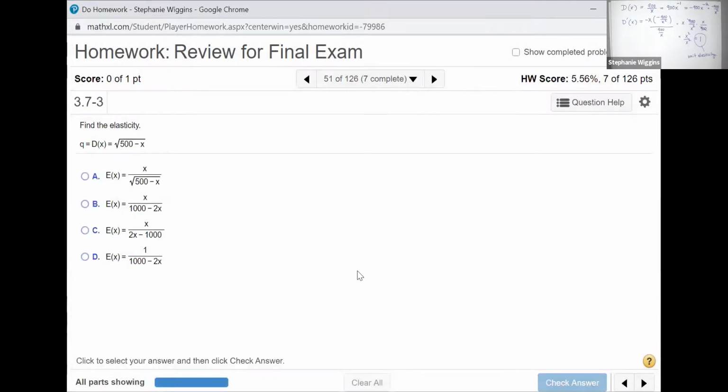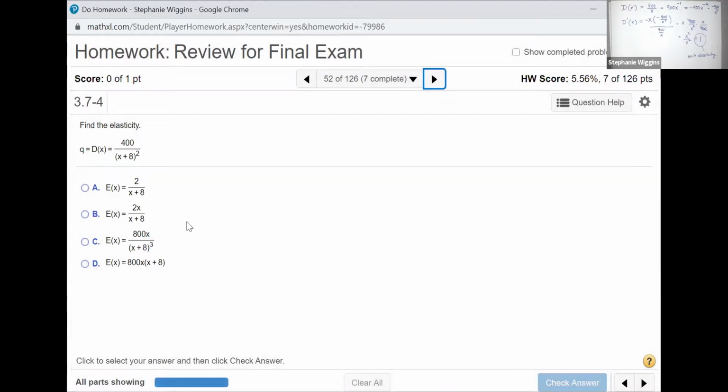All right. So here's some more examples. Again, you want to write this as 500 minus x to the 1/2 power, okay? And then take the derivative using the power rule. Here you would write this as 400 times x plus 8 to the -2, and then use the power rule.